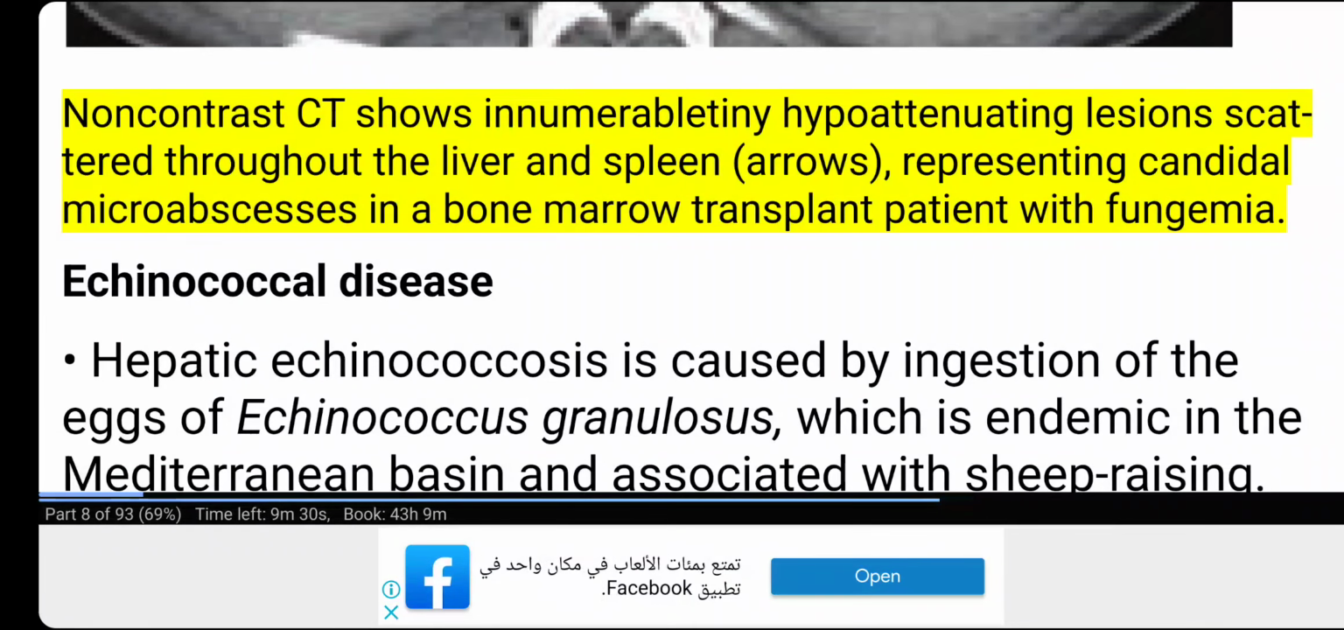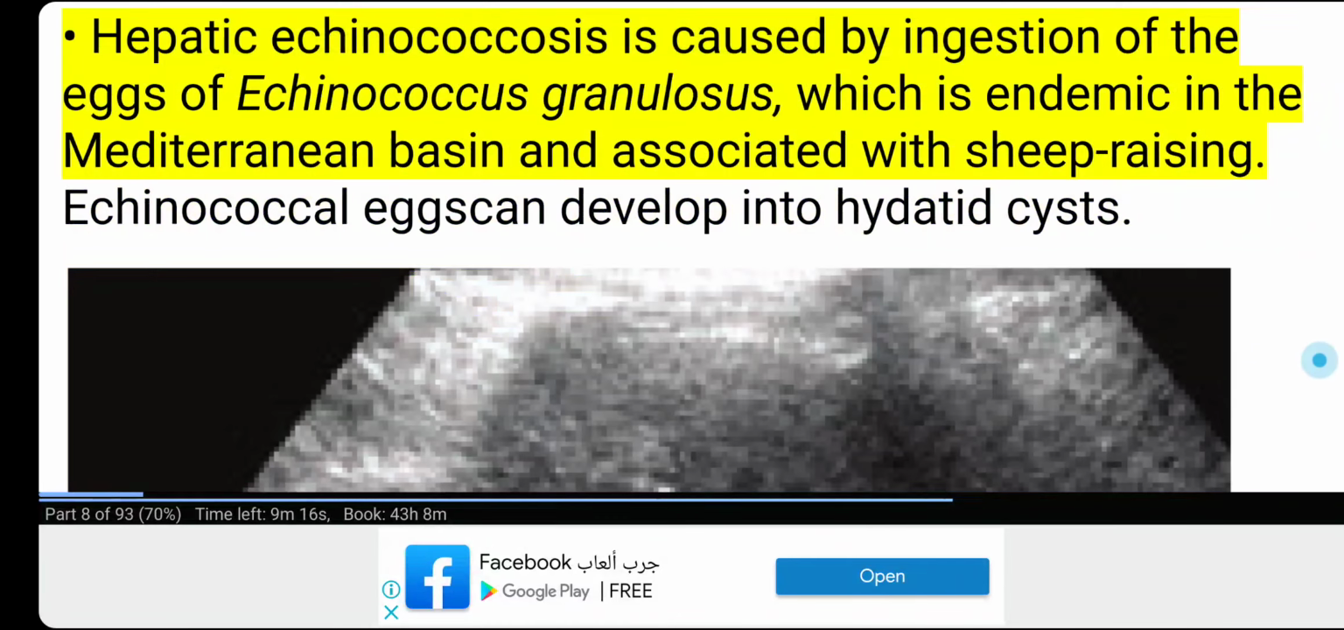Non-contrast CT shows innumerable tiny hypoattenuating lesions scattered throughout the liver and spleen, arrows representing candidal microabscesses in a bone marrow transplant patient with fungemia. Echinococcal disease. Hepatic echinococcosis is caused by ingestion of the eggs of Echinococcus granulosus, which is endemic in the Mediterranean basin and associated with sheep raising.